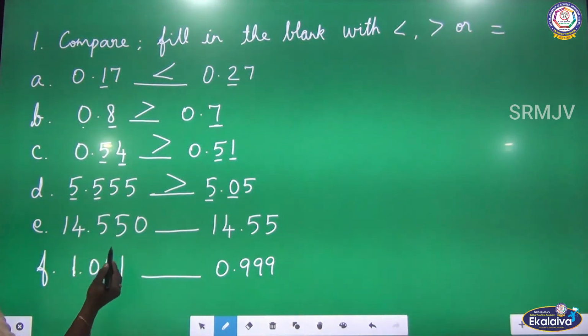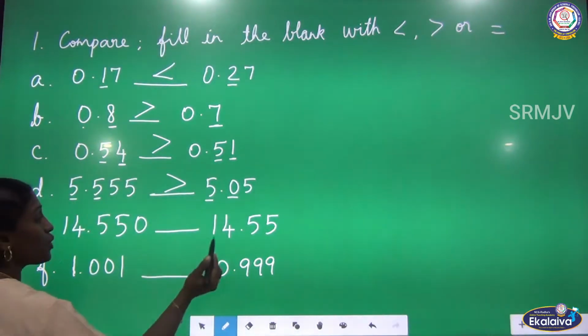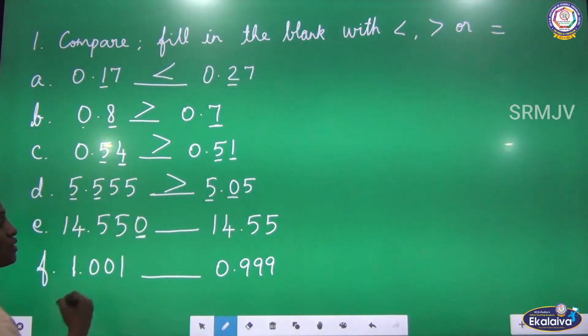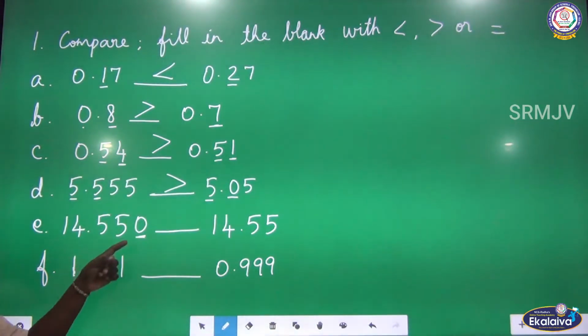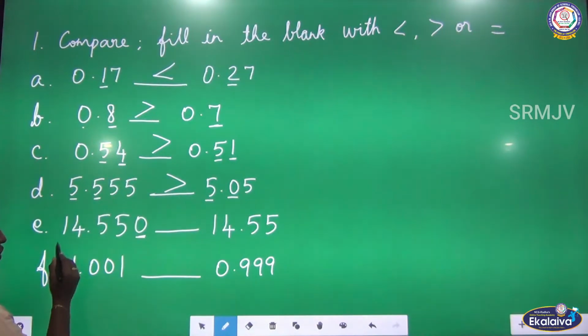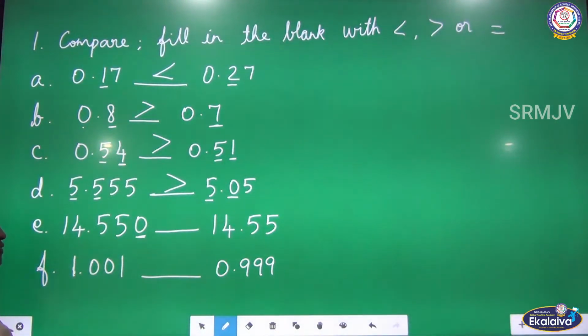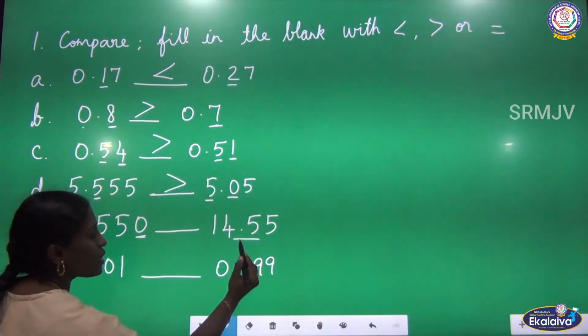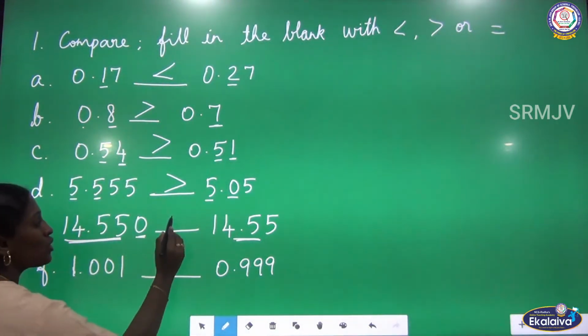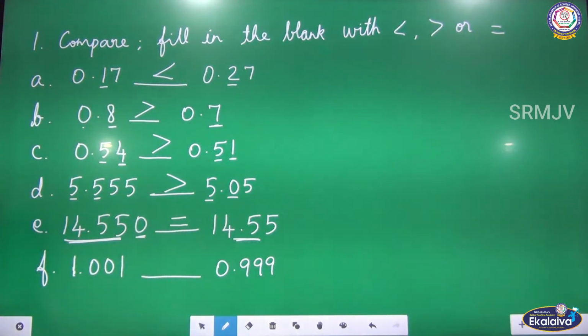Here 14.550, 14.55. Here we are having 0 at the last. Here there is no value for this 0. So the value of the decimal is 14.55. Here also the same decimal number 14.55, 14.55. So these two decimals are equal.